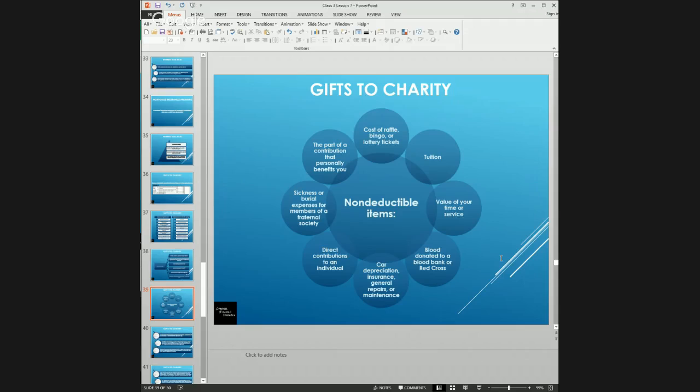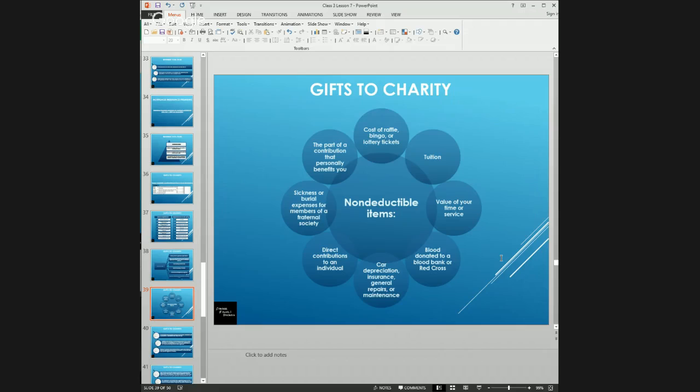Non-deductible items would include any costs of raffle tickets, bingo, lottery tickets that you buy as a charitable donation where you are actually participating in a chance to win, any tuition that's paid to a qualified institution, the value of your time or service. This is one that I have people question me all the time, and this is what I tell them. In the event that you donate $5,000 worth of your time, you would only be able to write off the $5,000 to the extent that they paid you $5,000 and you included it as income, and then you turned around and paid it back to them as a donation.